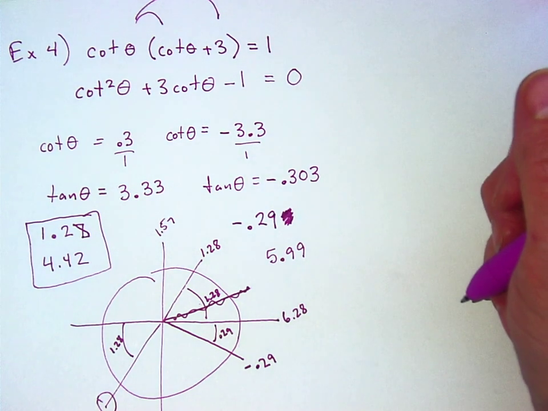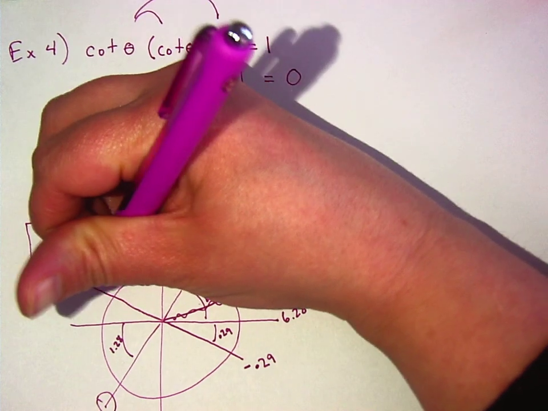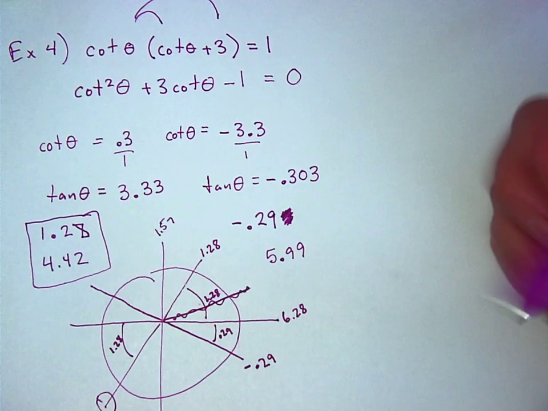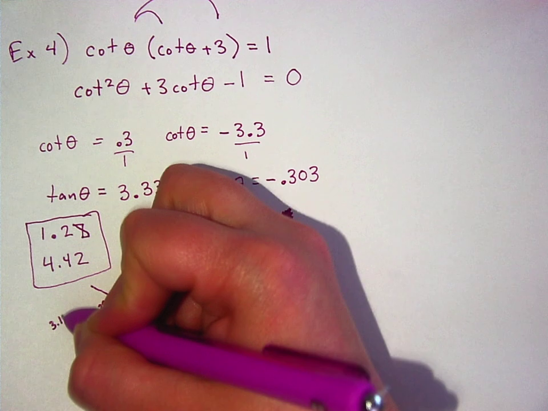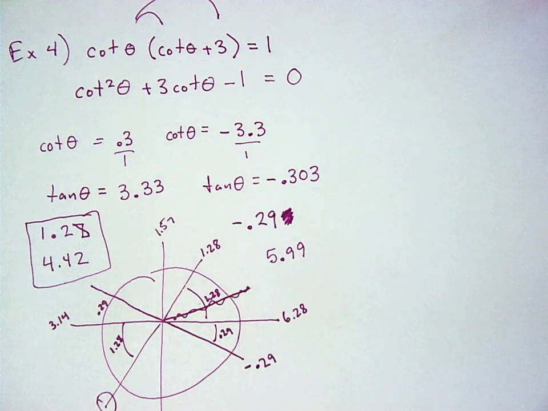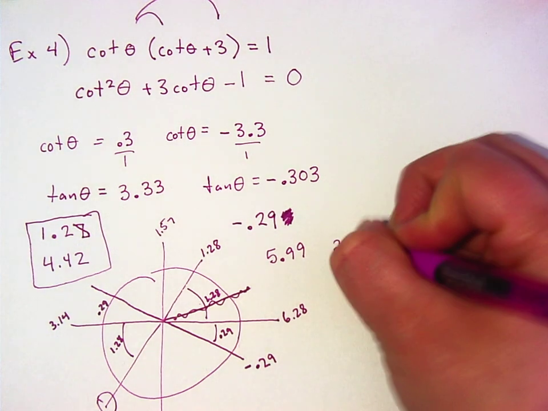Where's the other one? Other one should be over here. So you have to add 0.29 for this one, or I guess subtract it from 3.14. And I got 2.85 for the other one.